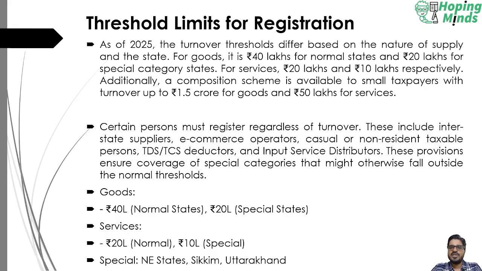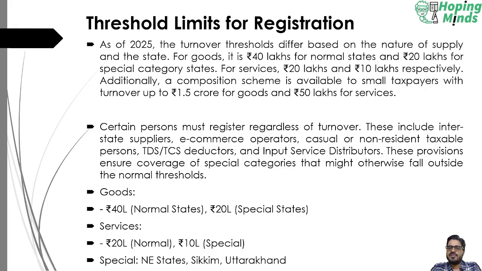Additionally, a composition scheme is available to small taxpayers with turnover of up to rupees 1.5 crore for goods and rupees 50 lakhs for services. Composition taxpayers are required to pay a fixed percentage on their turnover as GST, say 1% in the case of traders and manufacturers. Let us understand the threshold limit for registration with an example.